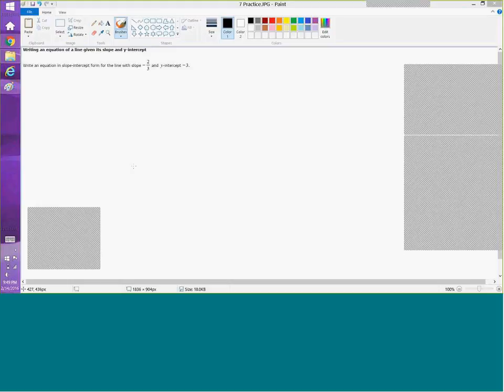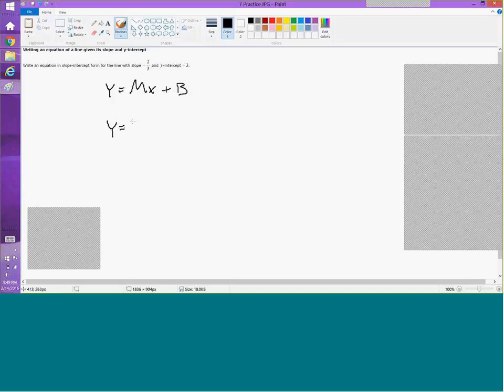So again, we're going to do the same thing we just did here. Does anybody have any questions? Let me do the explanation here. All right. y equals mx plus b. That's our m, so y equals our slope, negative 2/3 x. Plus b is going to be plus negative 3, so we're just going to write that as minus 3.